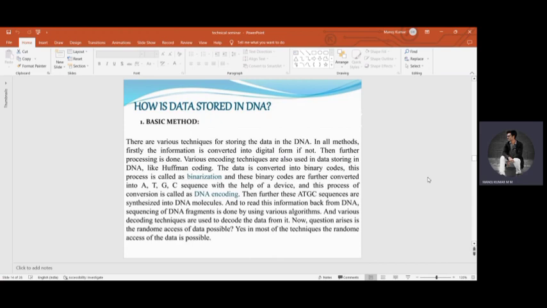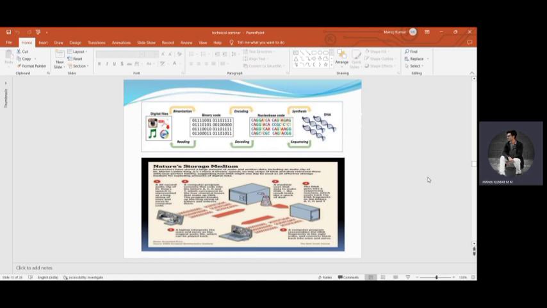So now a question arises: is accessing data in DNA possible? Yes, it is possible. You can do random access of data in DNA. So this is the picture. Yes, you can store digital files in DNA storage form, where digital files are converted into binary codes by binarization, and these binary codes are again converted into nucleobase codes by encoding. With synthesis, we can store the data in DNA format. Once the data is stored in DNA form, we can re-extract it by sequencing, decoding and reading. We can again get the digital files to read.